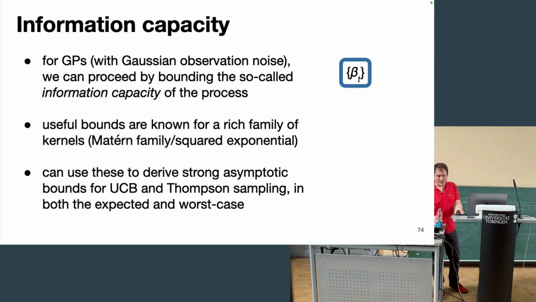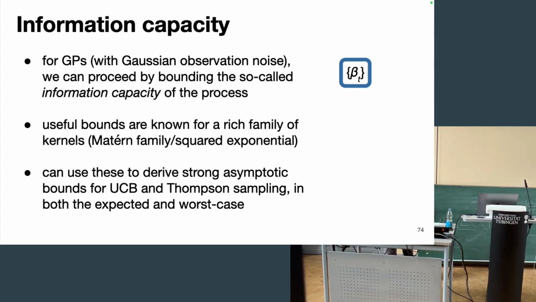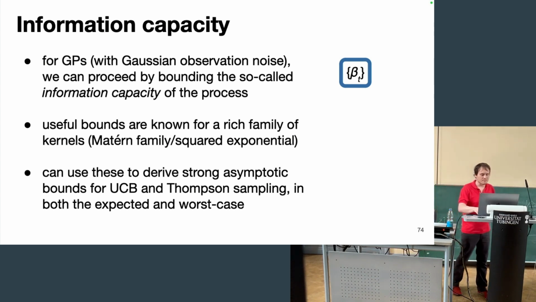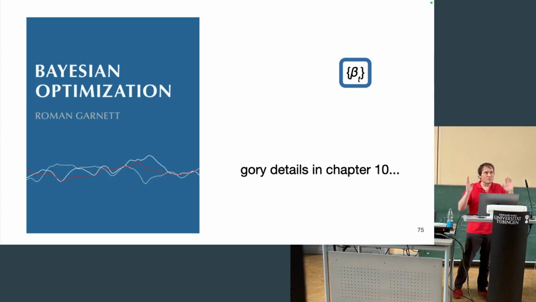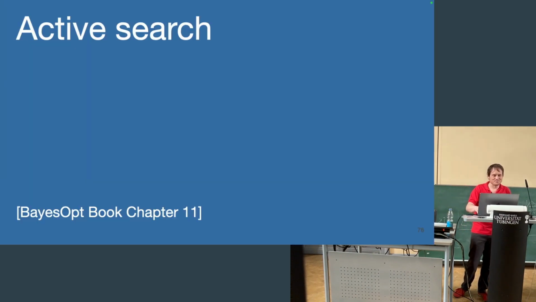And when I say strong asymptotic bounds, at least in some cases, these bounds are near optimal in the sense that they are within logarithmic factors of corresponding lower bounds that apply for any algorithm. OK, so if you want more information, the gory details of all of this are in chapter 10 of the book. I'm only just scratching the surface here.